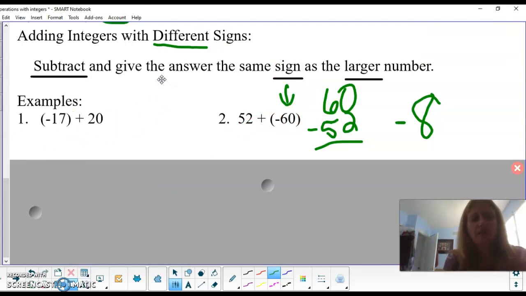Let's go back to number 1. Same thing. Different signs, 17 is smaller, so 17 pairs are going to cancel out. So that's going to leave 20 minus 17, 3 left over. Higher number's positive, answer's positive. All right, so go ahead and solve some problems. Multiple choice should come up now.